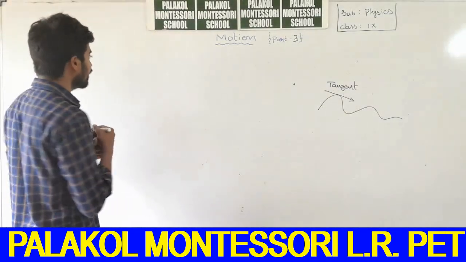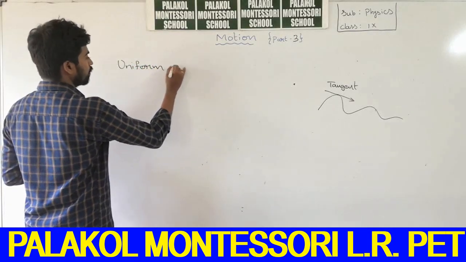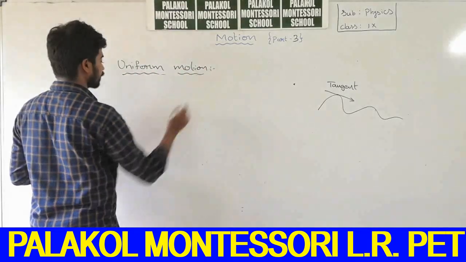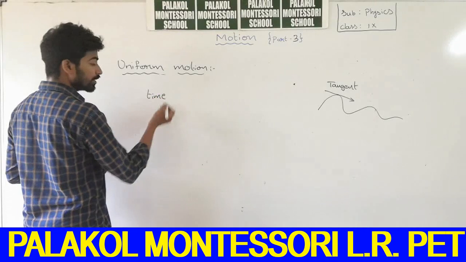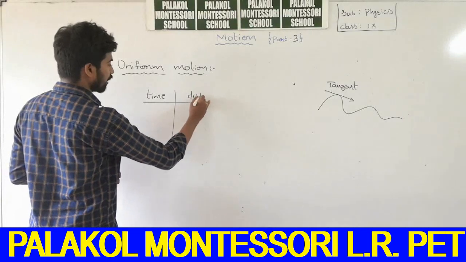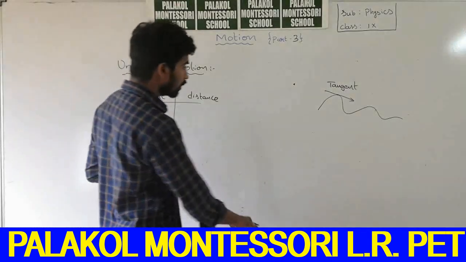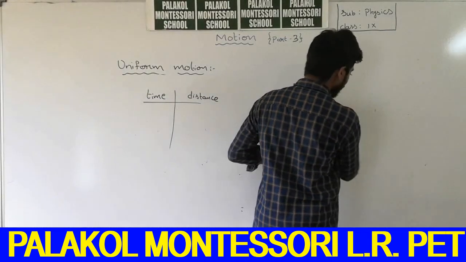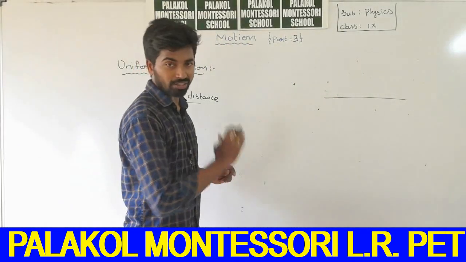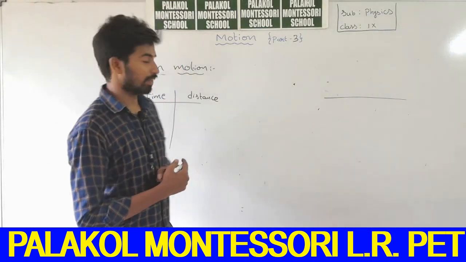So, let us learn about uniform motion. Let us discuss with an example. Here you have a stopwatch and you need to calculate the time and distance travelled or displacement. You are traveling on a straight road. If you are traveling in a straight line, the distance and displacement are equal.